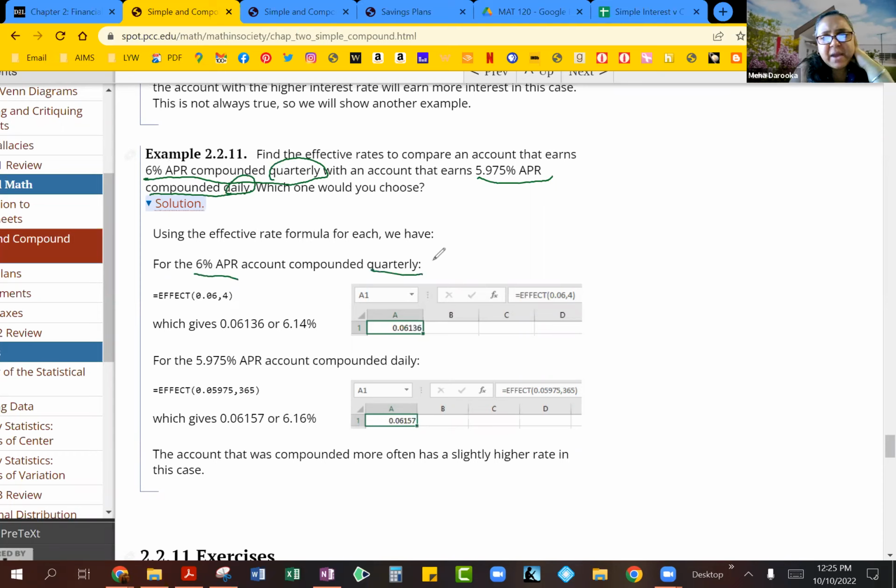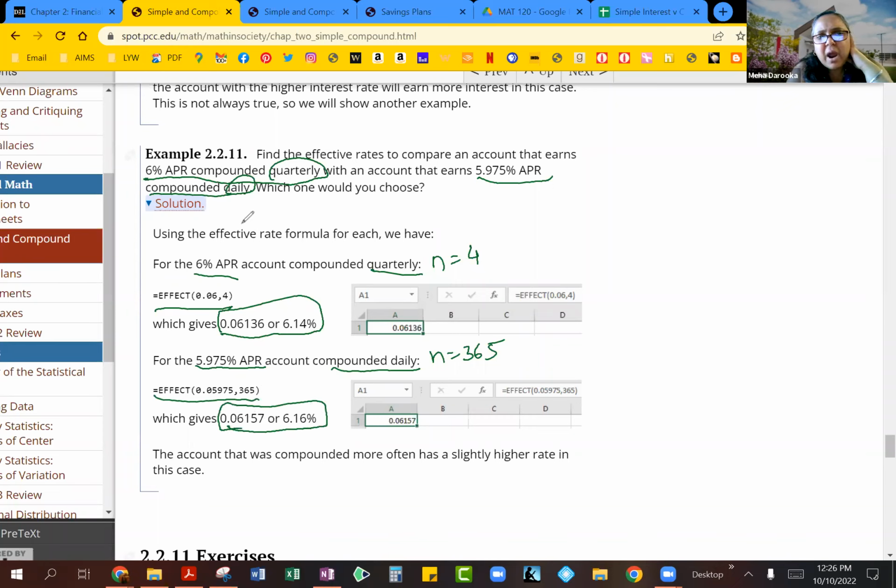So 6% compounded quarterly. Quarterly is, of course, 4 times a year. Put that into your EFFECT formula, and you can see in simple interest terms, this one comes out to be 6.14%, right? 5.975 compounded daily. Daily, of course, again, is 365. Put that into your EFFECT formula, and you can see this one comes out to be 6.16. So our interest rates were pretty close to each other. Of course, the 5.975 was just a hair smaller, but because it was compounded daily, that gave it a slight edge, and this one ended up becoming a little better investment, right?